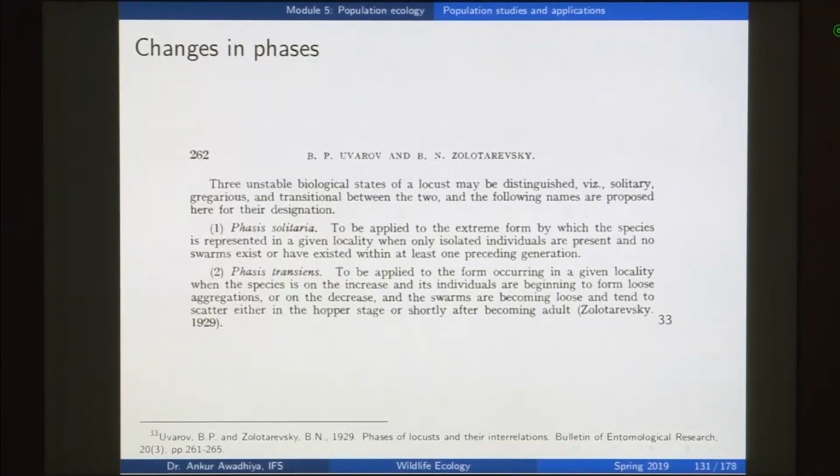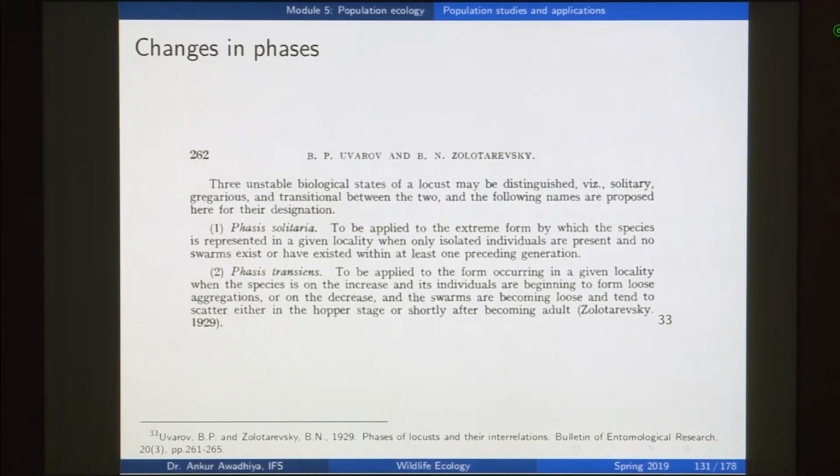Phase solitaria is a term to be applied to the extreme form by which the species is represented in a given locality when only isolated individuals are present and no swarms exist or have existed within the last one preceding generation.